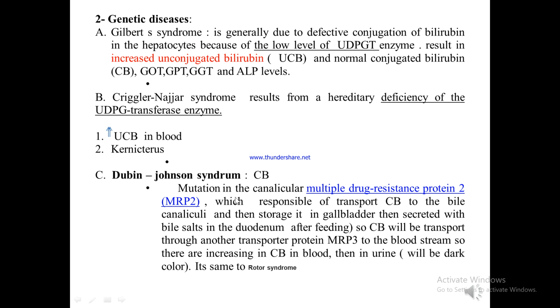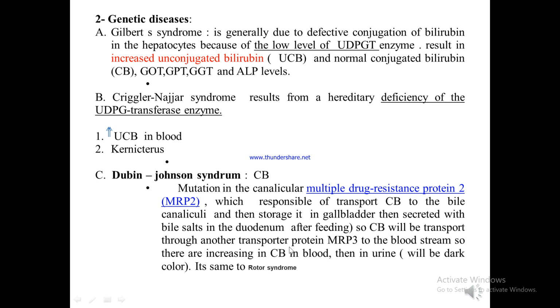This defect is because there is a mutation in the canalicular multiple drug resistance protein type 2, which is responsible for transporting conjugated bilirubin to the bile canaliculi and then storing it in the gallbladder, then secreted with the bile salts into the duodenum after feeding. There is a defect in this step. So conjugated bilirubin will be transported through another transporter protein, organic anion transporter isoform 3, to the bloodstream. So there is an increase in conjugated bilirubin in blood.